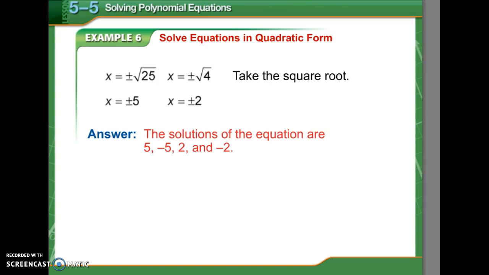So we have 4 solutions to this equation. If you think back to the beginning of the slide, there was a 4th power problem, so it would make sense that there would be 4 solutions to the problem. Just like earlier this year when we did quadratics, 2nd power problems had 2 solutions.